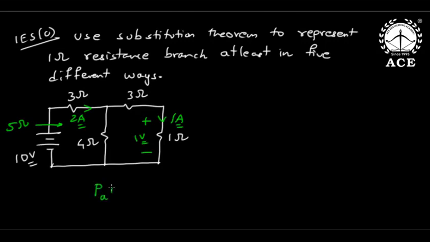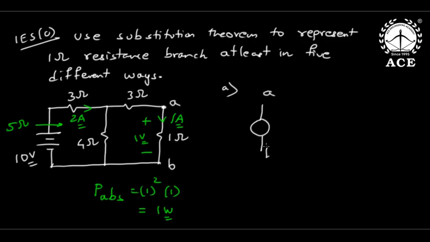Then what is power absorbed? Power absorbed is I square R, which is 1 watt. So now first I will substitute directly in terms of voltage. Yes, this is also correct. Like between, let us say, terminal AB, this 1 ohm I can take like 1 volt, 1 amp. So power absorbed is 1 watt.